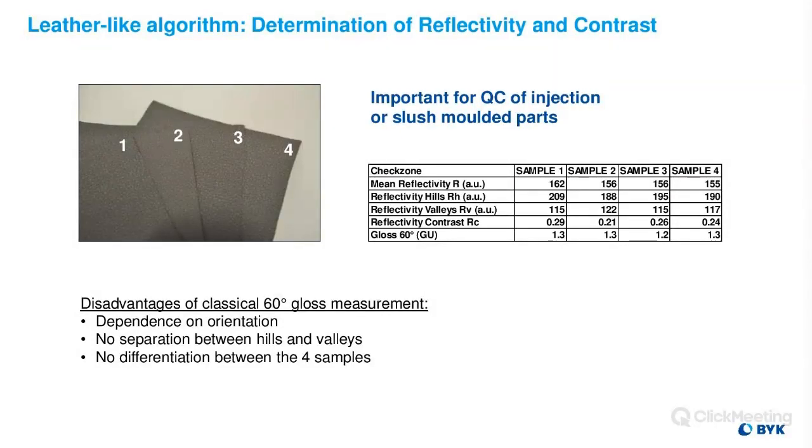And so here again, we have some measured values for these 4 samples. Here we have the reflectivity values: the overall reflectivity of the entire sample, the reflectivity of the hills, the reflectivity of the valleys, and the reflectivity contrast. And then below all that, we have the gloss values. If we look at the reflectivity values, we are seeing some significant variation from sample to sample. But if we look at the gloss values alone, we're seeing that the gloss measurement alone can't really differentiate between these samples like the reflectivity numbers can.